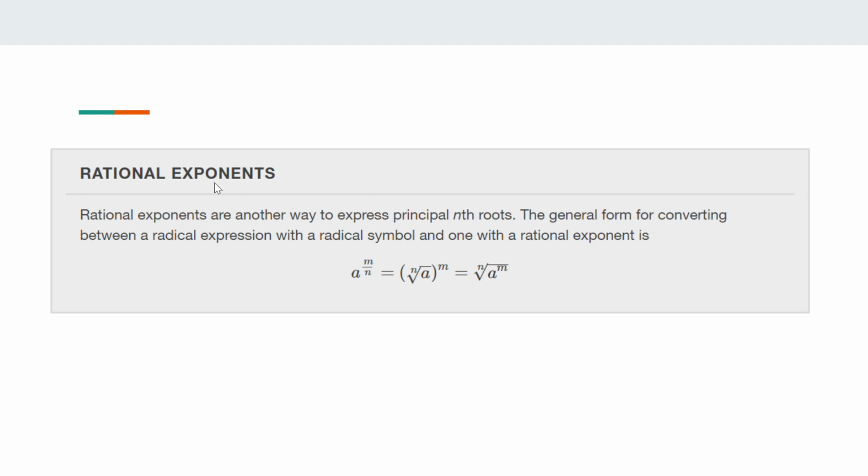Rational exponents. Rational exponents are another way to express principal nth roots. The general form for converting between a radical expression with a radical symbol and one with a rational exponent is like this. A to the power of m over n is just this thing over here, and also equal to this thing.